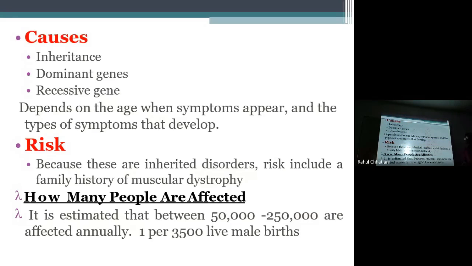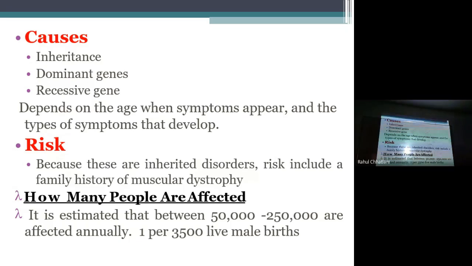Risk. Because these are inherited disorders, risk includes a family history of muscular dystrophy. From the maternal side or paternal side, from a father's side or mother's side. If anyone has a history of muscular dystrophy, that means the child is at a higher risk of having the same disease again. How many people are affected?